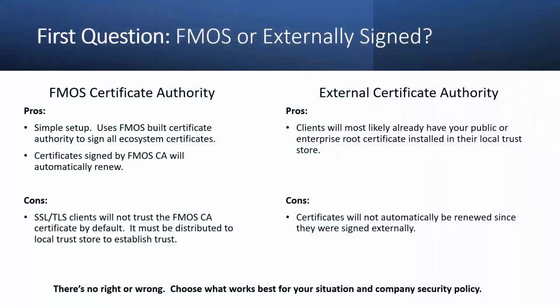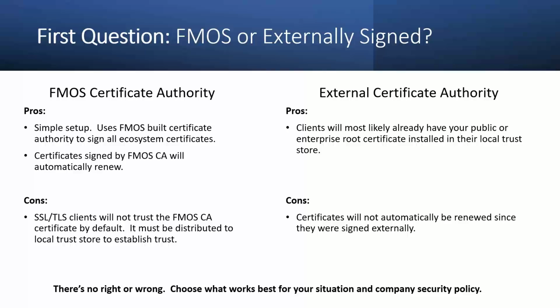If you plan on using certificates, you'll need to generate certificate signing requests, or CSRs, and submit them to a certificate authority. When planning for this, the first decision you'll need to make is whether you'll be using the built-in FMOS CA or an external CA to sign your certificate requests. Here I'll outline the pros and cons of each method. After this review, you should have enough information to decide which method aligns best with your company's security policy.